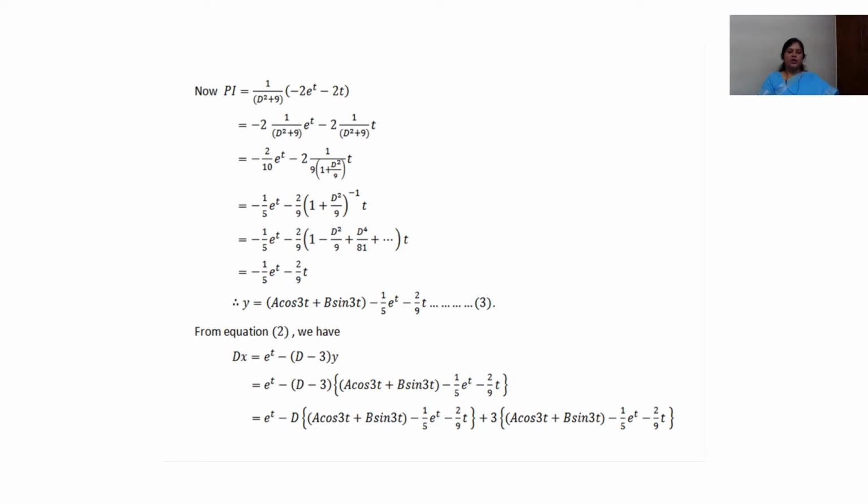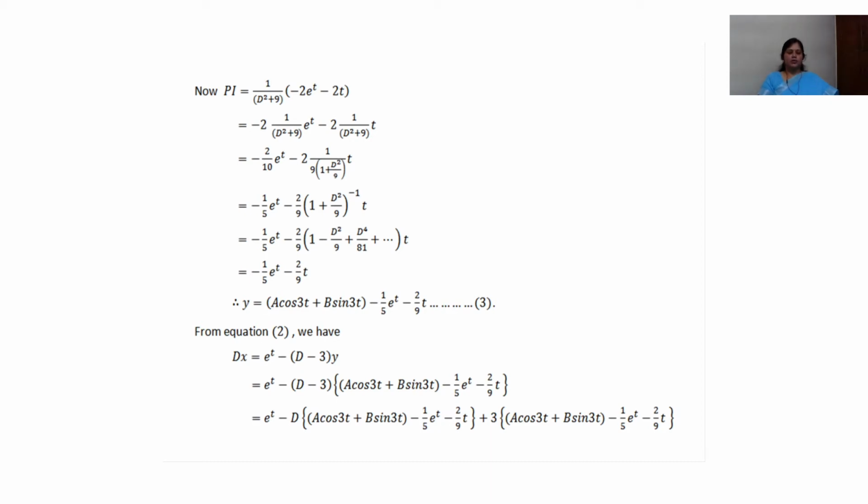D square means we have to differentiate the function 2 times, but what is our function here? Only t is there, maximum we can differentiate 1 time. If you differentiate the first time, t becomes 1. If you go for the second time, differentiation becomes 0. So d square by 9 into t becomes 0 here. Similarly the third term is also 0. So we are only getting minus 2 by 9 into t for the second term.